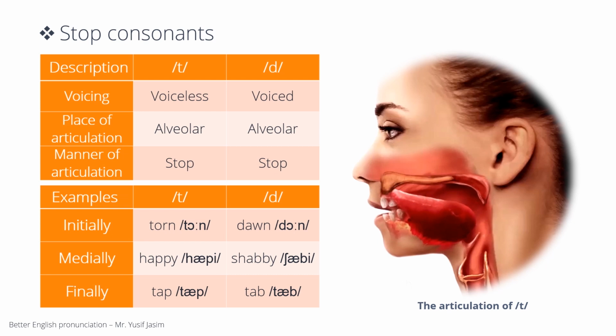To describe t and d, we will say t is a voiceless alveolar stop. D is a voiced alveolar stop. Now pay attention to the figure and notice how these sounds are articulated. T. D. Let's practice some examples. T and d initially: tone, dawn. T and d medially: writer, rider. T and d finally: heart, hard.